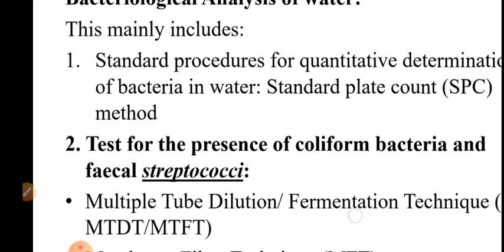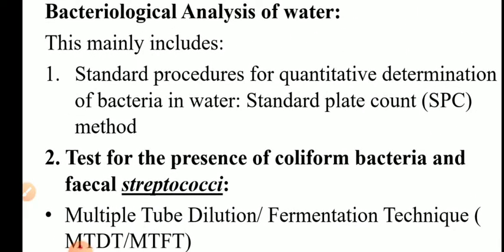Now what are the various tests? Bacteriological analysis of water mainly includes the standard plate count, which is a standard procedure for quantitative determination of bacteria in water, that is SPC. So heterotrophic count, even various bacterial counts can be done by the standard plate method. But in your syllabus we have to discuss only detecting the coliforms and fecal streptococci in water. So we are going to directly switch over to the second test, that is the test for presence of coliform bacteria and fecal streptococci in water.